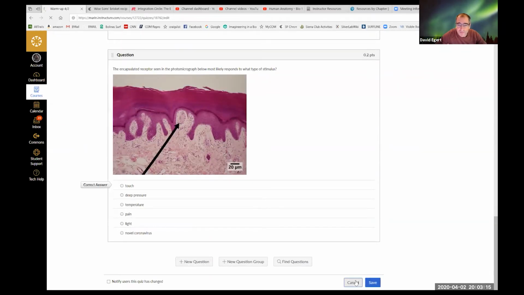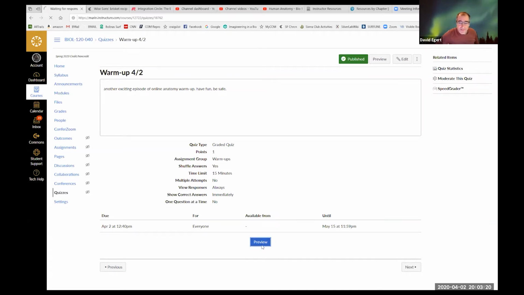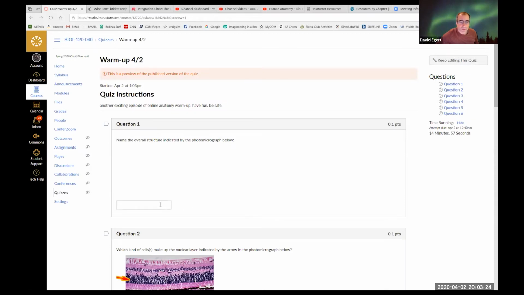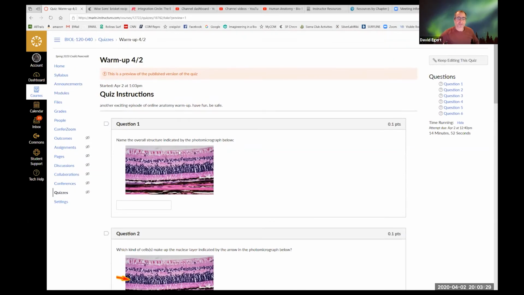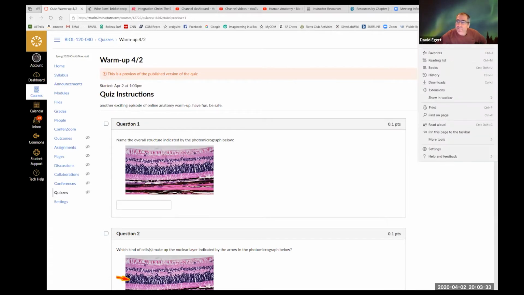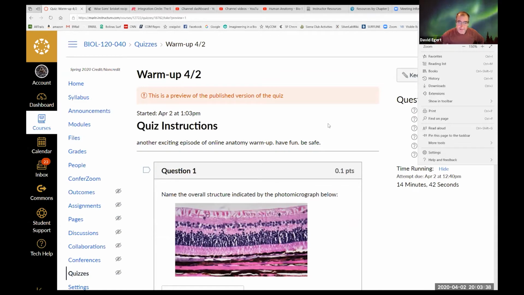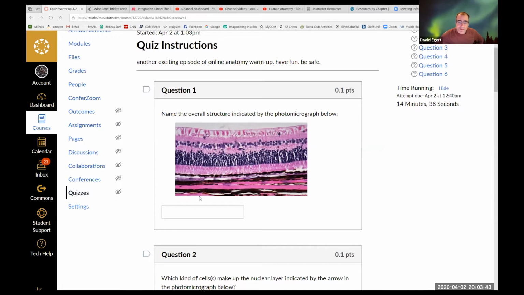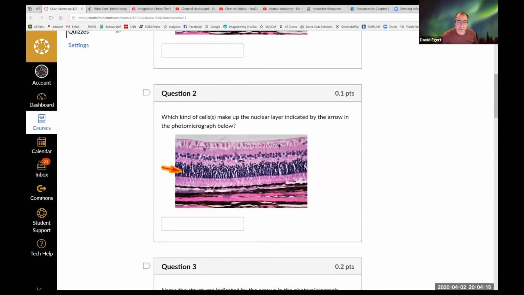So let's go back and preview. And here we go, there it is. All right, so name the overall structure indicated by the photomicrograph below. Most people got this, and it's a really nice view of the retina. Here we can see that pigmented layer. These are the rods and cones, this is the outer segment, and these are the nuclei of the rods and cones. This is the plexiform layer where the rods and cones connect to the bipolar cells, which is this layer. And then this is the plexiform layer where the bipolar cells connect to the ganglion cells that make up the optic nerve. The next question was, what kind of cells make up this nuclear layer indicated by this arrow? And those are the rods and cones.